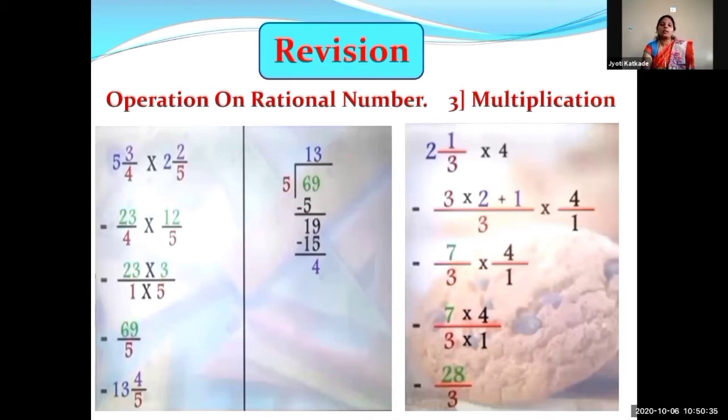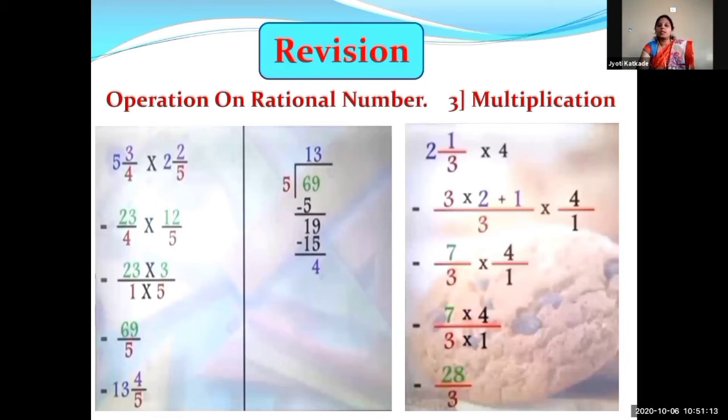Now how can we write it in the form of a mixed fraction? Write the quotient first, that is 13, add the numerator, write the remainder value 4, and add the denominator, write the divisor, that is 5. Now our answer is 13 4 upon 5, and 69 upon 5 is also correct. That is in the form of an improper fraction, and 13 4 upon 5 is also correct, that is in the form of a mixed fraction. Now see the second example, 2 1 upon 3 into 4.